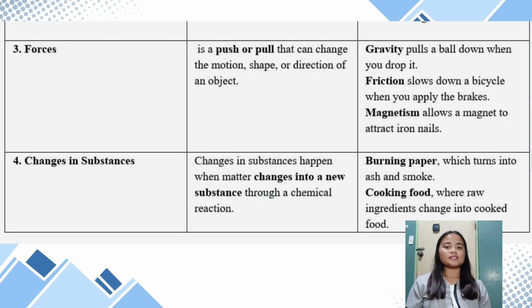Next is changes in substances. Changes in substances happen when matter changes into a new substance through chemical reaction. So if there are changes in the substance because of a chemical reaction, that is called changes in substance. For example, burning a paper which turns into ash or smoke, and cooking food, where raw ingredients change into cooked food.